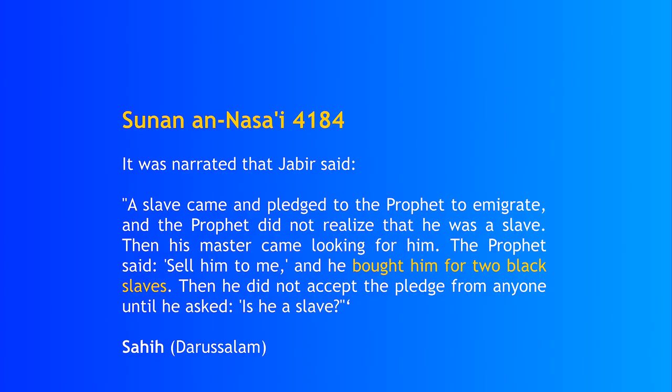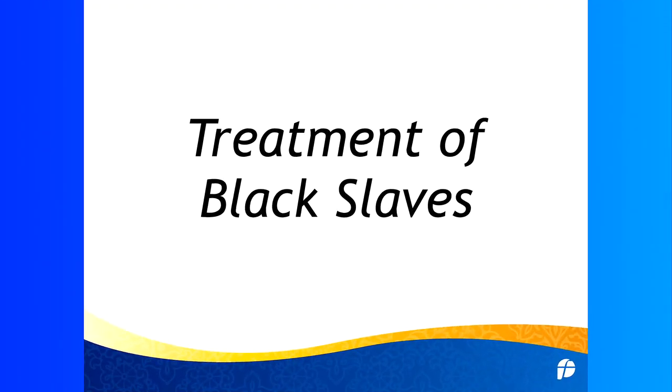Now we get into Sunan al-Nasai. Jabir said, a slave came and pledged to the Prophet to immigrate, and the Prophet didn't realize that he was a slave. Then his master came looking for him. The Prophet said, sell him to me. And he bought him for 2 black slaves. Then he did not accept the pledge from anyone until he asked, is he a slave? So you can see Muhammad was caught into the same trap, and that almost the denigration.